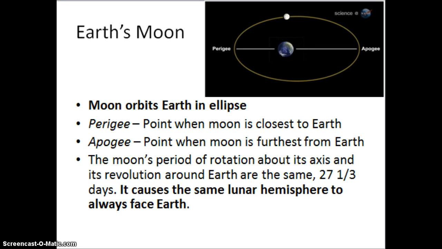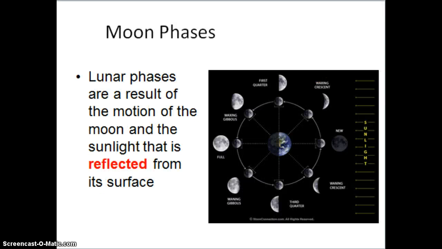Because the moon's period of rotation is the same as its period of revolution, we only see one side of the moon. So because we only see one side of the moon, we do see different phases of it, because the amount of sunlight that is being reflected off the moon will always be half lit. We don't always see the half that is lit, however. So when the moon is between the sun and Earth, we don't see any of it lit.